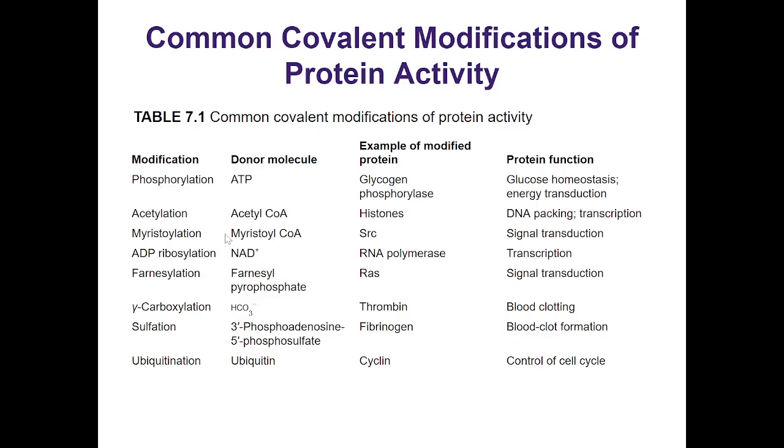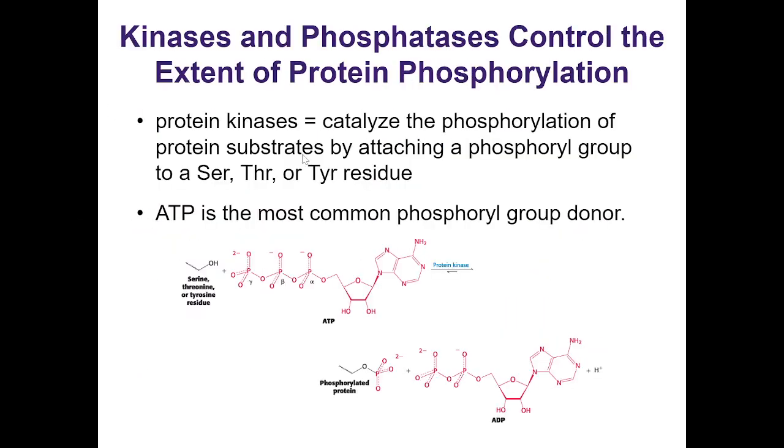No? Okay, fantastic. Okay, so the protein kinases, this is going to catalyze the phosphorylation of the protein substrates by attaching a phosphoryl group. Typically, this is done to a SER, THR, or TYR residue. The ATP is the most common phosphoryl group donor, though not the only one that's possible to use. Okay? But by far and away the most common phosphate donor for any purpose at all.